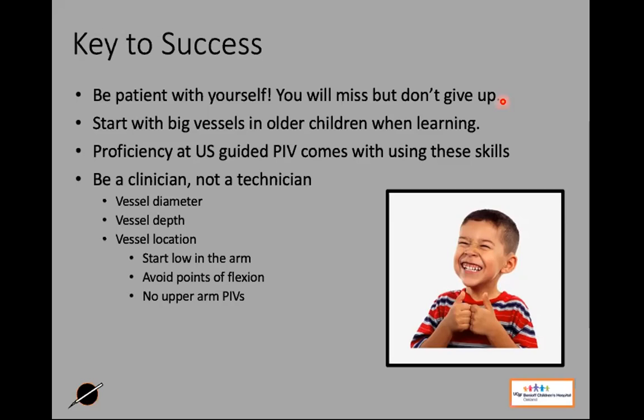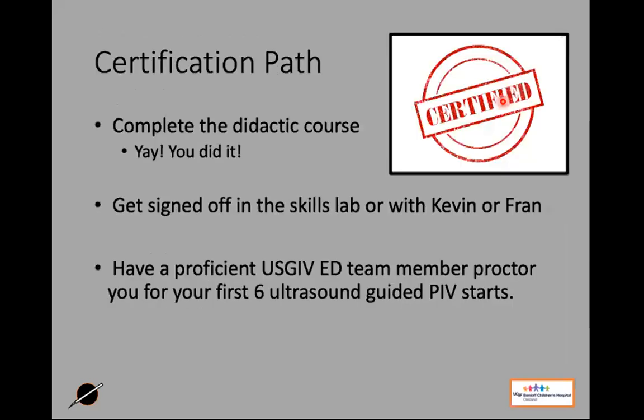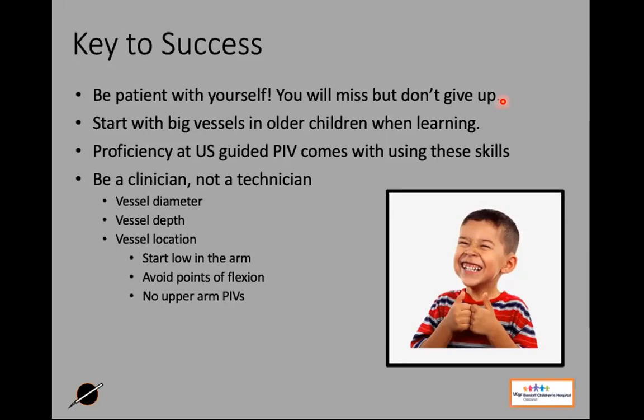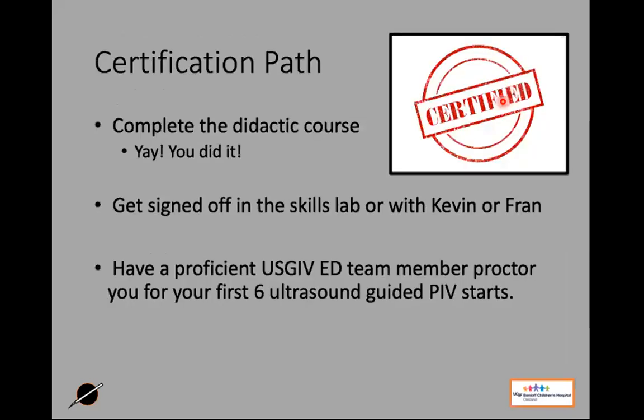We're going to start out by building our confidence on older kids with bigger veins, and I want you to have some level of confidence when you go into finding that hard to find vein. And then, I want you to be a clinician. I want you to think about what you're doing: the vessel diameter, depth, location. We're going to start low in the arm. We're going to avoid flexion points, and we're going to stay away from the upper arm.